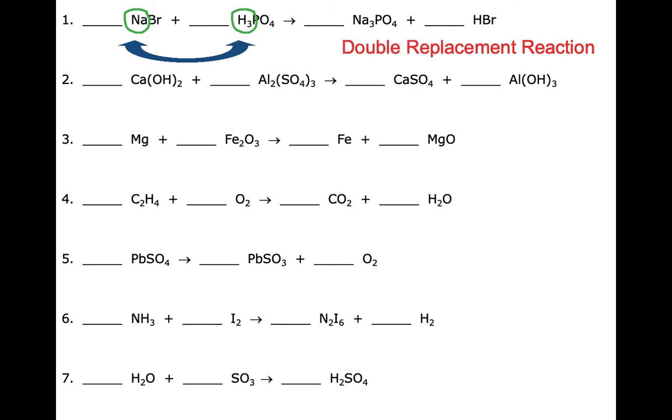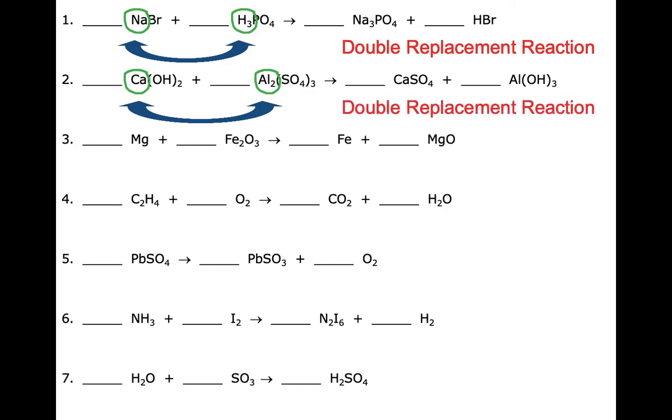In the next one, we have calcium hydroxide and aluminum sulfate. Again, two ionic compounds producing calcium sulfate and aluminum hydroxide, two more ionic compounds. So if you notice in the products, the calcium and the aluminum switched places to produce calcium sulfate and aluminum hydroxide. This is also a double replacement reaction. Please note that on these, they are not balanced. You can check balancing in the answer key.